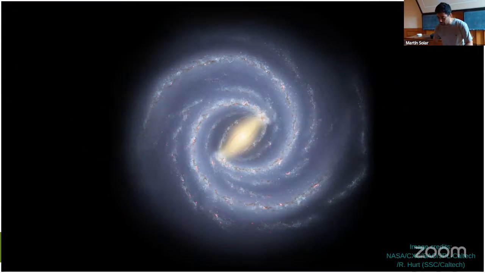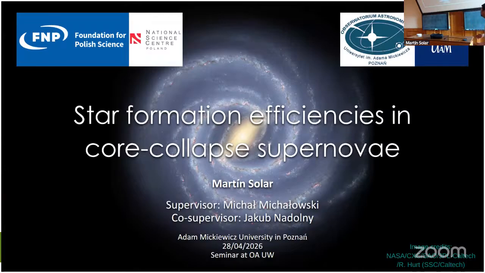Okay, thank you. So yeah, now I move to a different topic. It's called supernovae. These are basically massive stars exploding as supernovae. And here I'm going to show the star formation efficiencies for these locations of core-collapse supernovae.